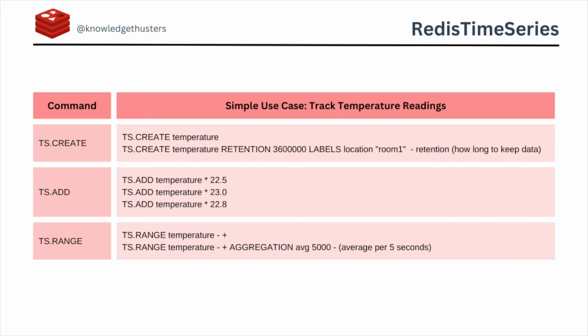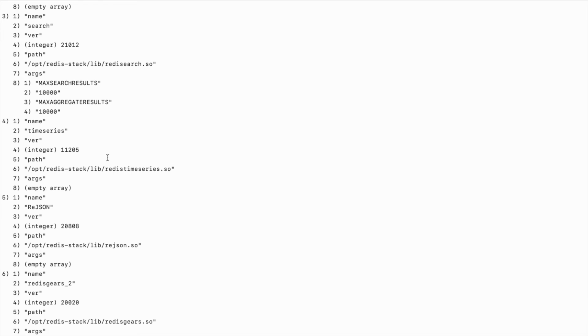The second example that I'll be showing you is page views, that is, how many users have visited a particular page. So let's see. Let me show you the module list first. In the module list you can see time series is there and it's loaded also. So now let's get started by creating the first series here. Write ts.create, and here let's say page_views, that is my series name.